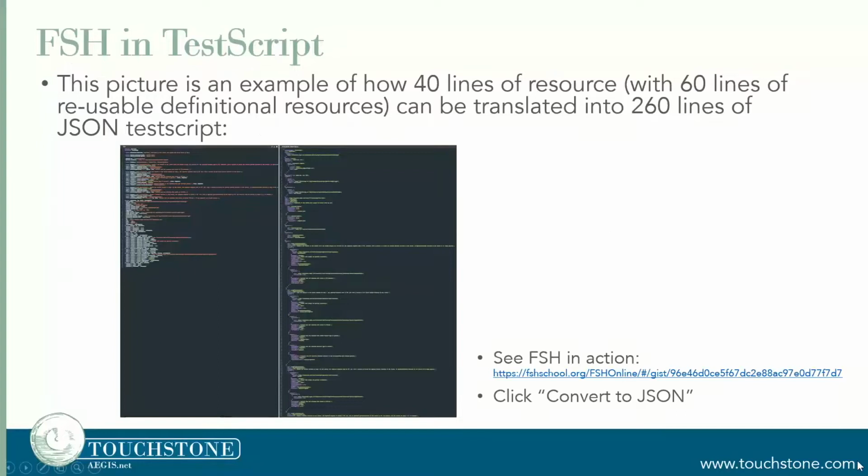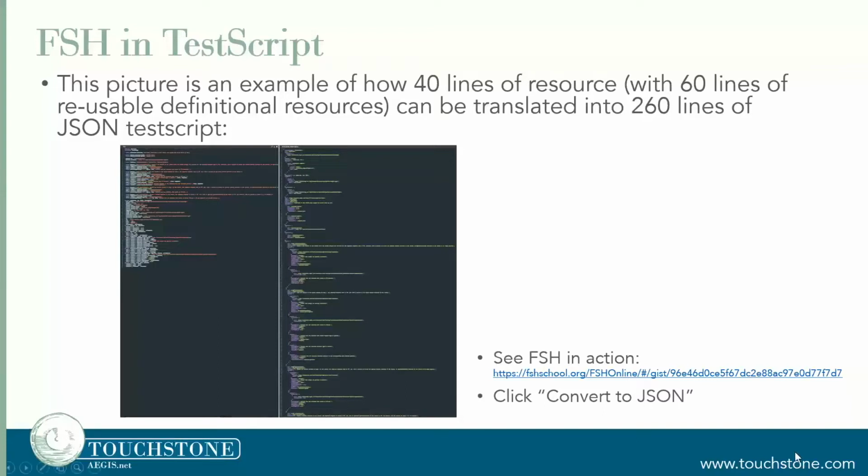And then as an example of how it can compact down the actual file size of what you're looking at, this picture here is an example of 40 lines of resource including 60 lines of reusable definitional resources. So if you needed to make a copy of this, you would only need to copy 40 of those lines out of the 100 total. How that can be translated into 260 lines of JSON test script.